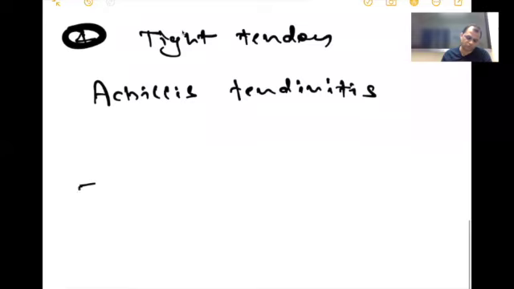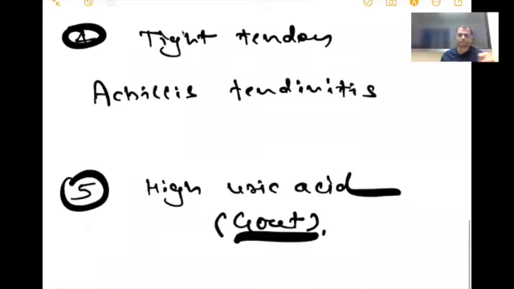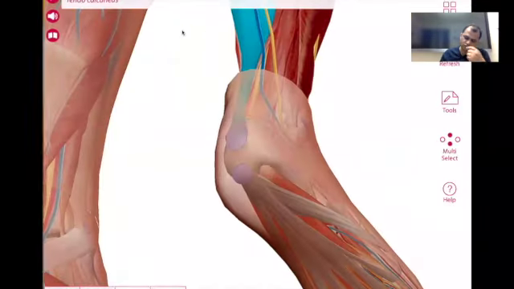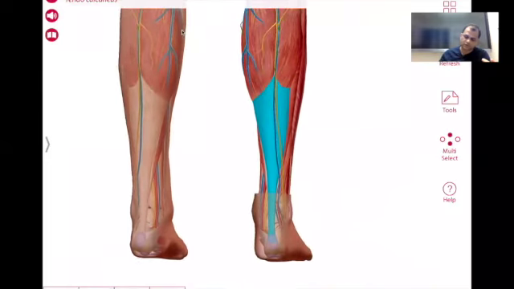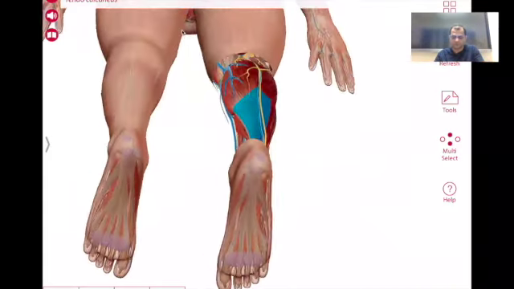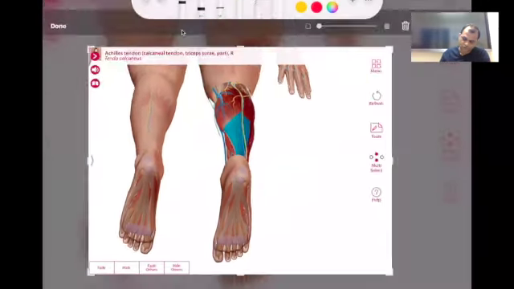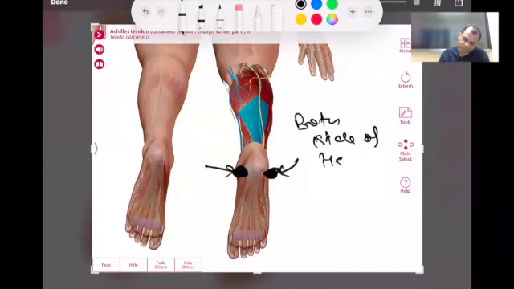Now the cause number 5 is high uric acid or gout. So when someone is suffering with the uric acid or gout, the pain will be bilateral. Pain will be on both sides of the feet, both sides of the heel like this. Look at this heel. The pain will be here and the pain will be here. This side and this side, on both sides of the heel, in the uric acid.